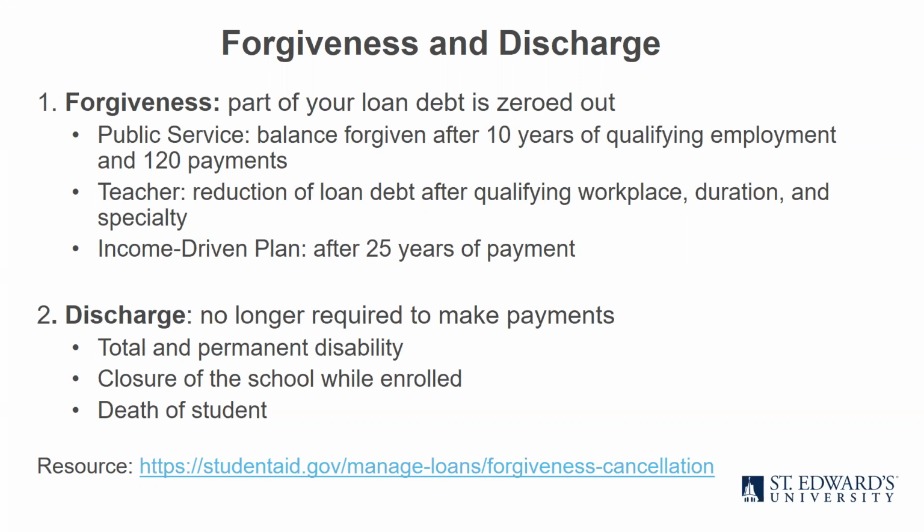If you work for a qualifying employer, meaning a nonprofit or a city, county, state, or federal government entity, essentially you consolidate, you pay for 10 years, and after 120 on-time, in-full payments, the balance is forgiven. This has been a bit of a mess, trying to get this organized and documented. So I know the Department of Education is working on it, but it's not full steam ahead on this one yet.